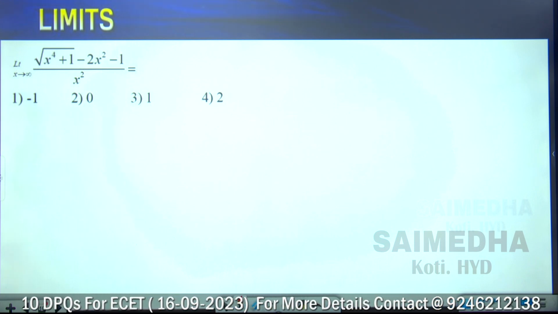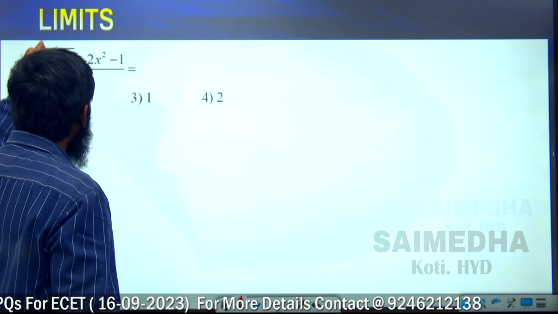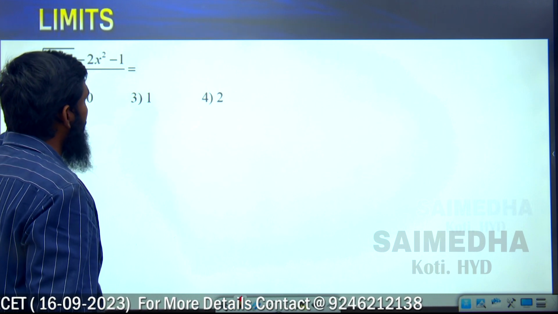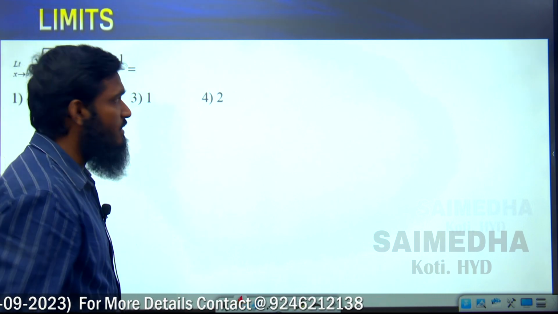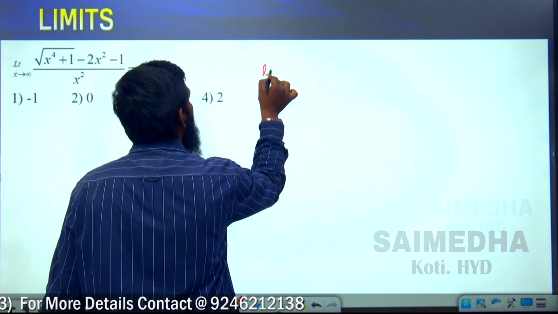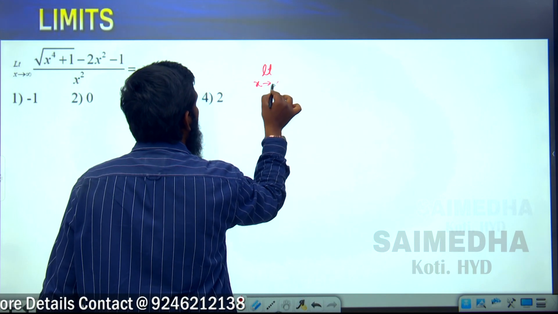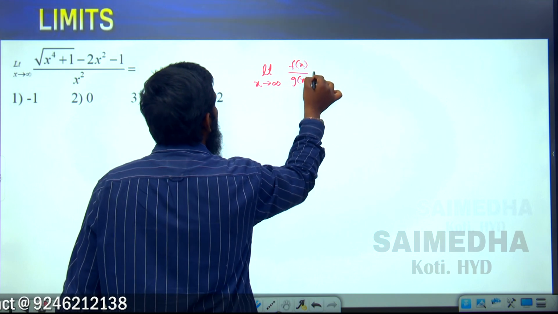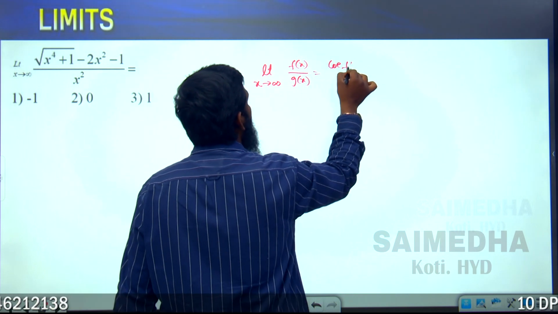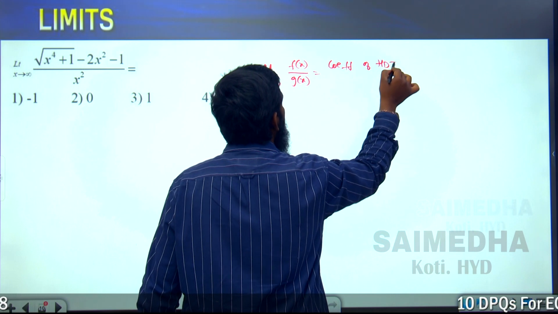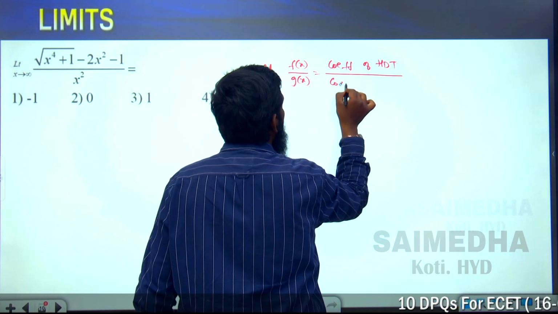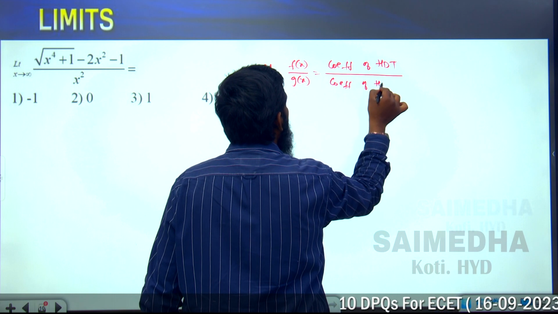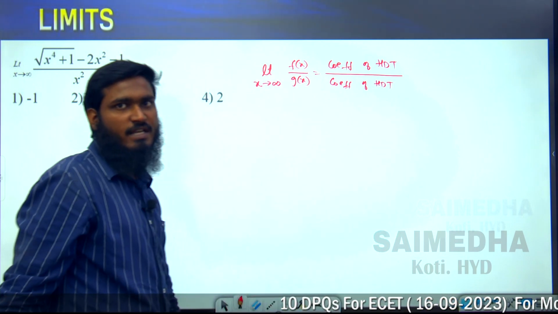Now let us see the next question. A similar type of question. Limit x tends to infinity of root of x power 4 plus 1, minus 2x square minus 1, divided by x square. Same concept. Limit x tends to infinity, we are having f of x divided by g of x. What we have to do is take the coefficient of highest degree term divided by the coefficient of highest degree term. This rule we have to apply.